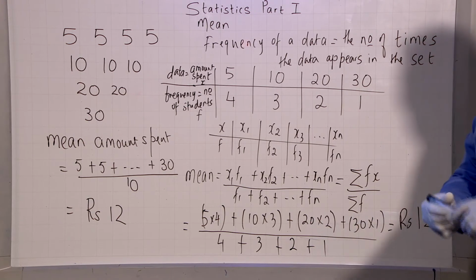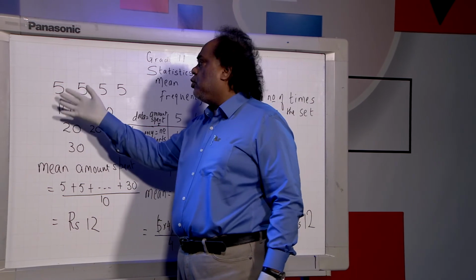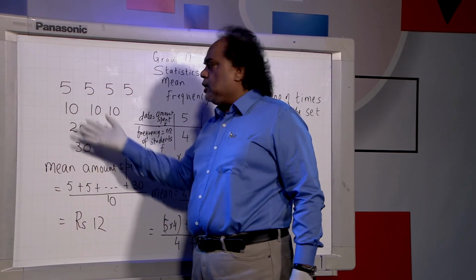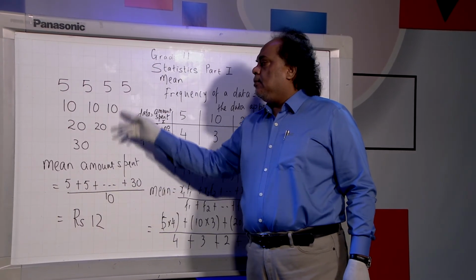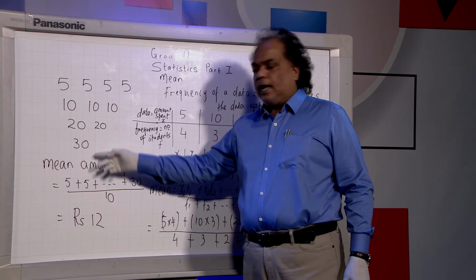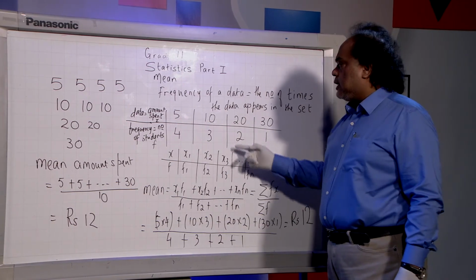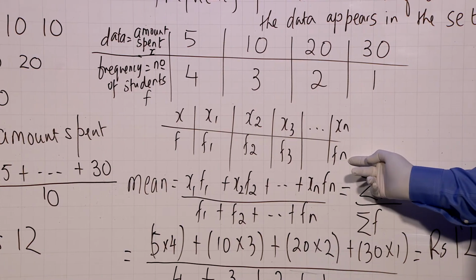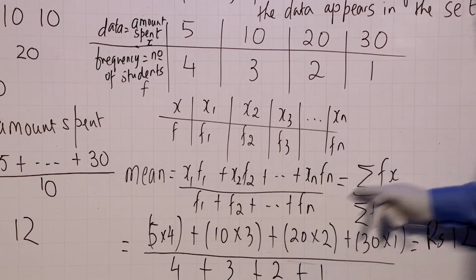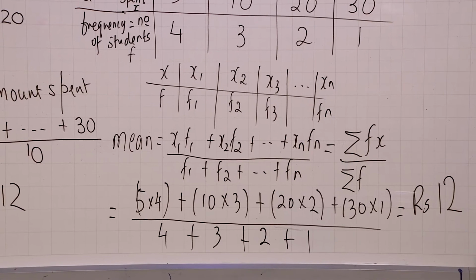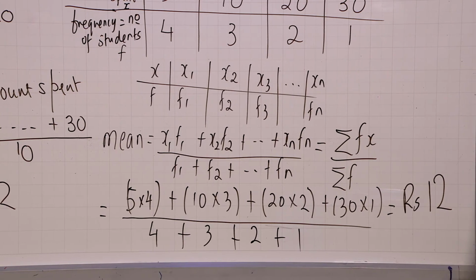So in your syllabus, data can be represented explicitly. That is what we call ungrouped data. If you have ungrouped data, you may wish to calculate the mean by adding all the data and dividing by the number of data you have. Or data can be represented in a frequency table. And when you have data in a frequency table, the formula that we use will be summation fx divided by summation of f. We always get the same answer, 12.